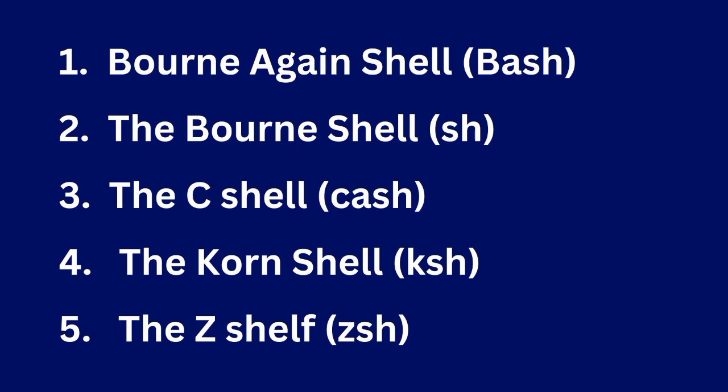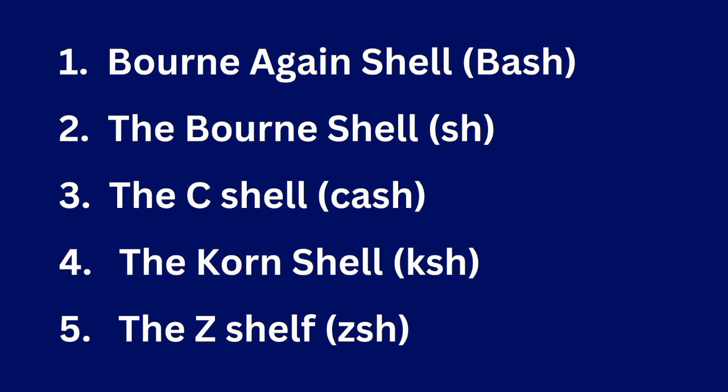Then we have the C shell, or csh. The C shell was created at the University of California by Bill Joy. It was denoted as csh. And it's useful for programming features, with built-in support for arithmetic operations and a syntax similar to the C programming language. So the C shell is also being used and is also popular.